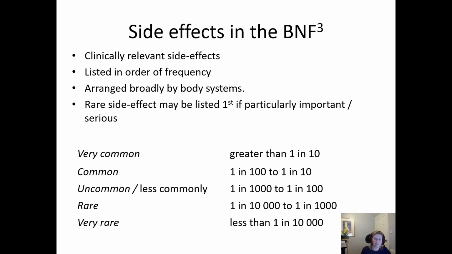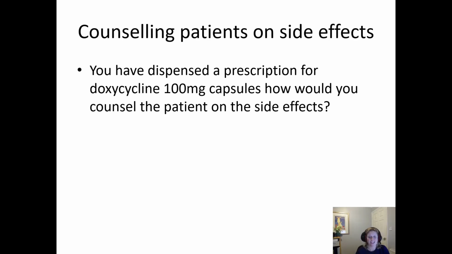And typically the side effects in the BNF are listed by body systems. So it might be the adverse drug reactions related to the central nervous system, adverse drug reactions related to other body systems. And when you look in the BNF, you'll see how they're listed, and that will make more sense for you when you're using the BNF in your PM1B workshops. So this leads into what you might be doing in your upcoming PM1B and PM1C workshops.